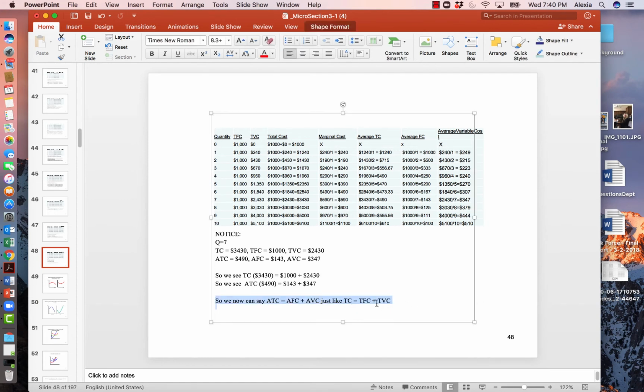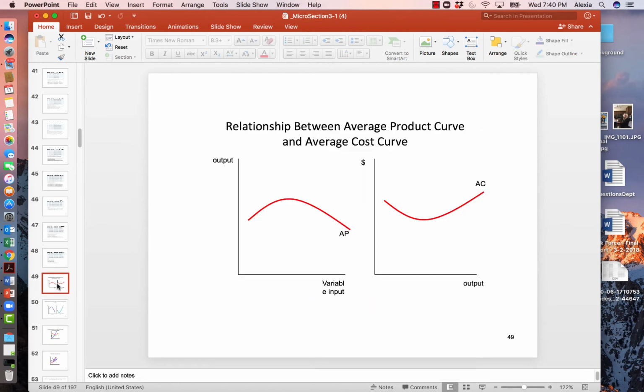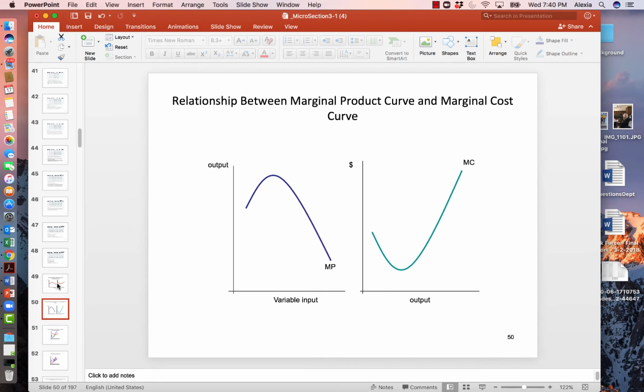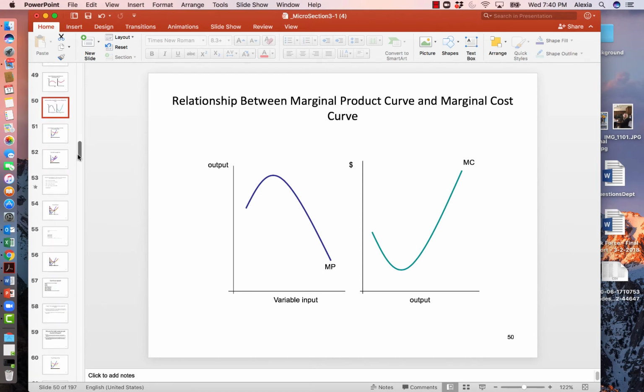Now, as I mentioned, the relationship between the marginal cost curves and the average cost curves all goes back to the relationship between marginal and average in your product curves. They're the flip side of one another. That's what I was referring to before.